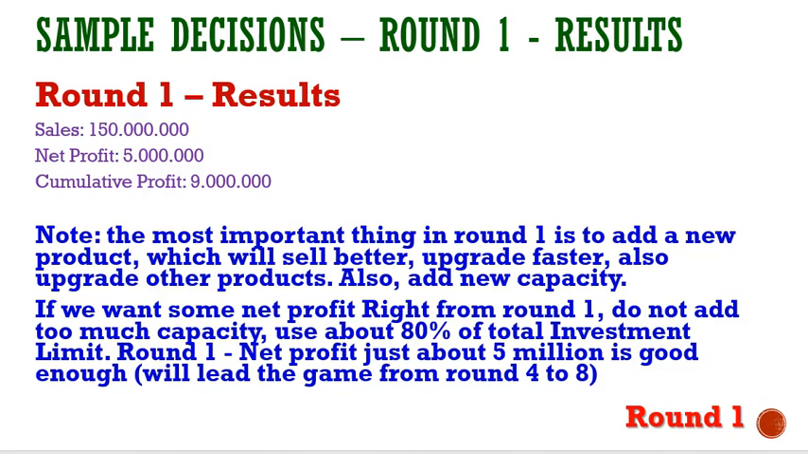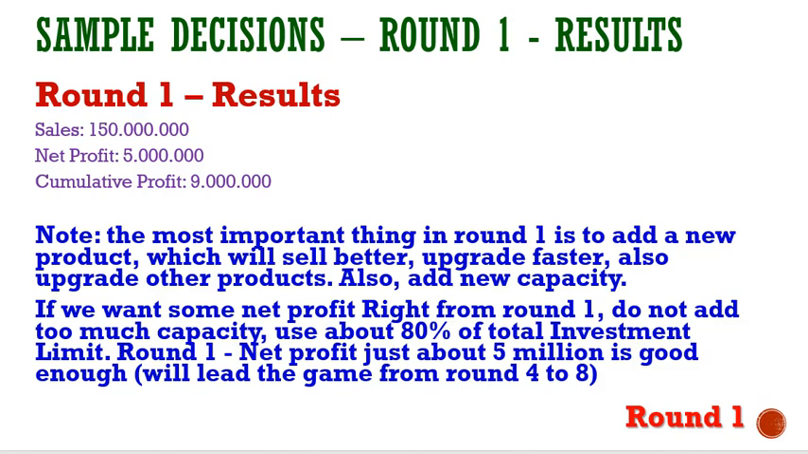So again, the most important thing in this round 1 is to add new product which will sell better. So we add one or two or three new products in round 1 to 3, depends on our strategy, but we need to add at least one or two new products. Also we need to add new capacity the same round, so that next round when the product is ready we have capacity to produce.